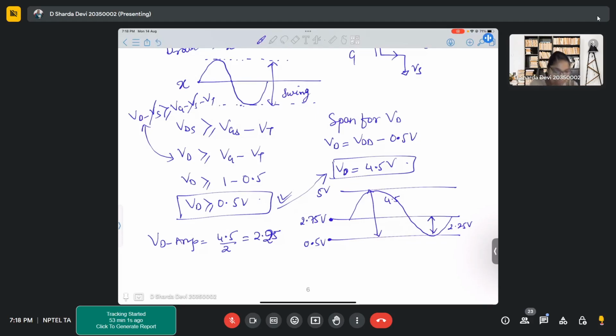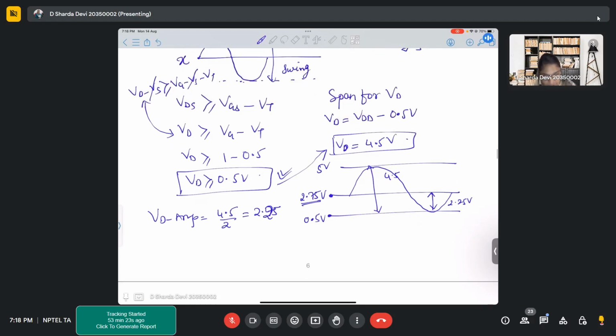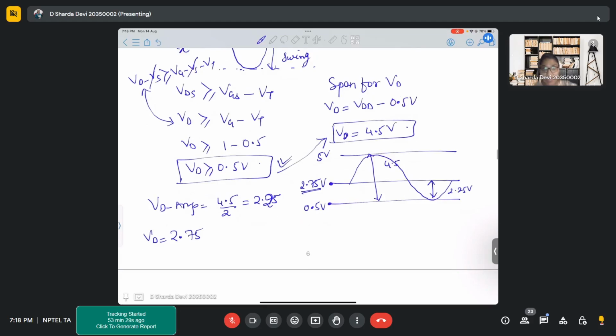And the biggest sine wave that can be fitted in that particular 4.5 volt span is of 2.25 volts amplitude, with the DC voltage at 2.75 volts, right? So now to get a VD of 2.75, what will be your corresponding RD? VD is VDD minus IDRD, right? ID was already known, it was 119 microamps.